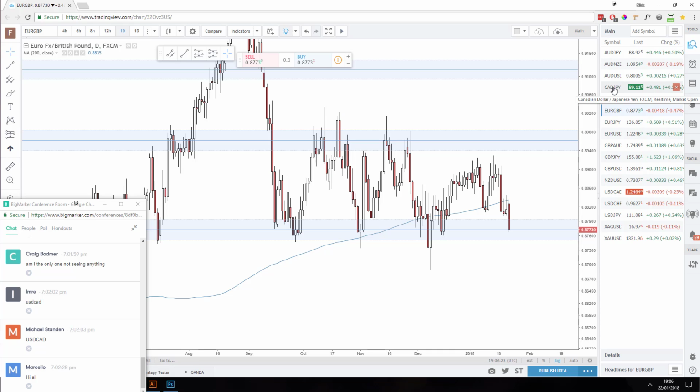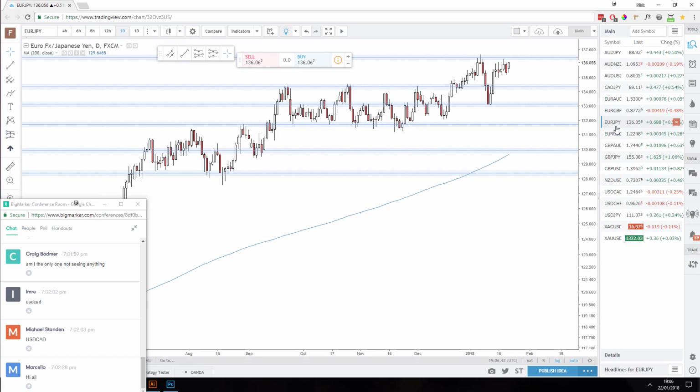Or at least not bouncing off it yet, but it seems to be hitting the support area. It could bounce from it, but I don't really see much opportunity for a long here, to be honest. I'm going to keep a close eye on it, but right now I'm not really seeing too much potential here.